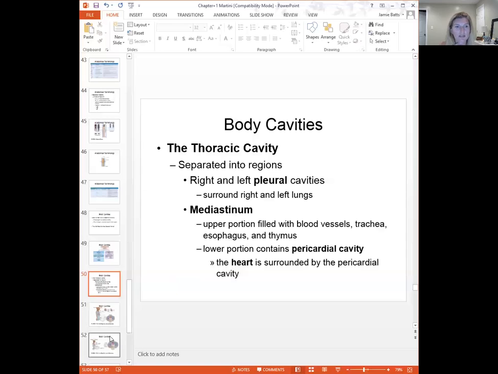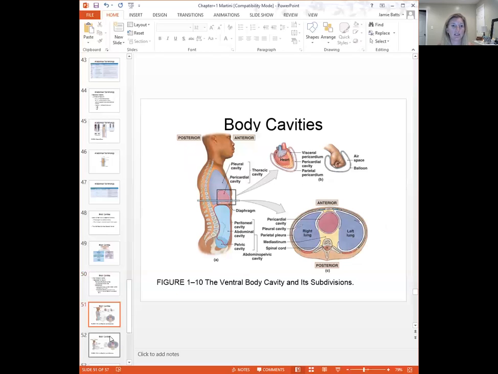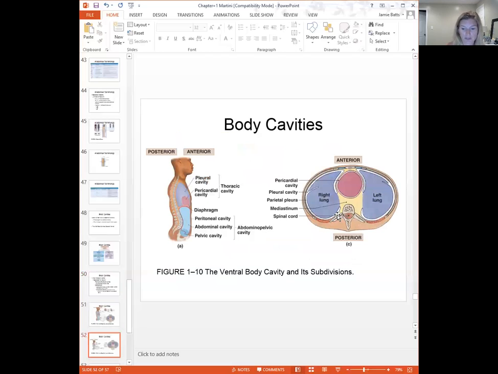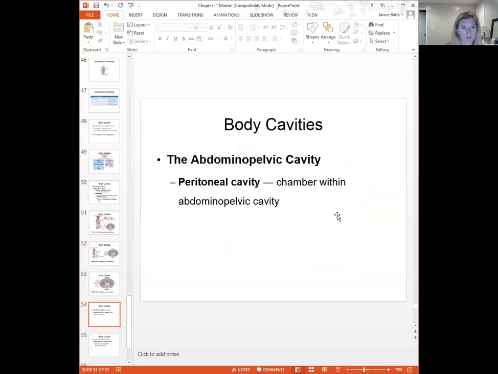I just went through this, the thoracic cavity separated into those regions, the heart surrounded by the pericardial cavity, and here you see a nice sagittal section of these cavities, the heart within that mediastinum space. That's what I was talking about. It's kind of this weird empty space between the two lungs, and we'll get to know that space very well next semester. Here's a more close-up image, and the abdominopelvic cavity also contains the peritoneal cavity.